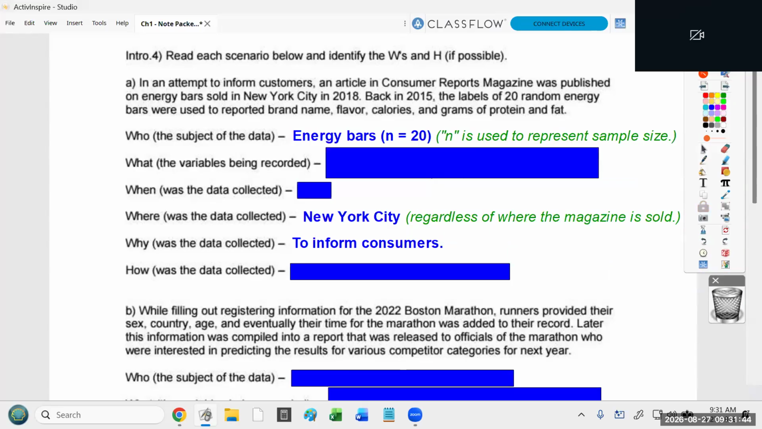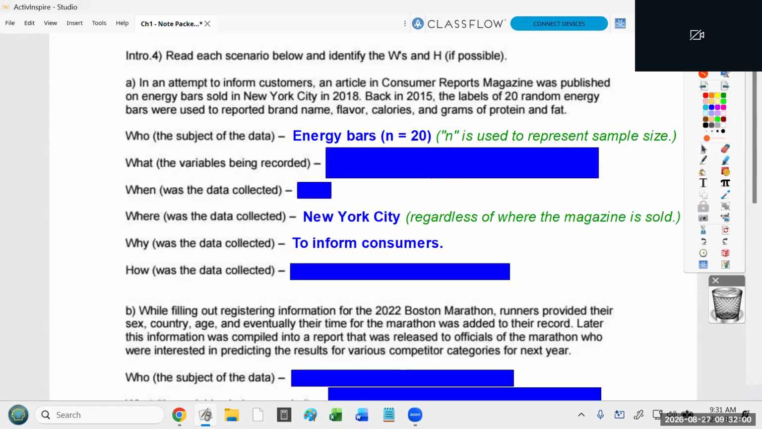I don't care where this magazine was published. It could have been published in California, but the data was collected in New York City. Okay, in 2018. Back in 2015, okay, now I'm potentially confused. They just said two different years. So I got to reread this carefully.